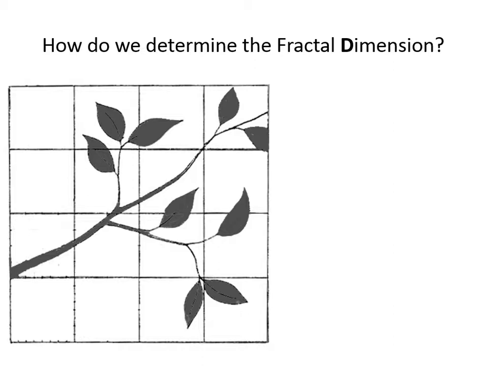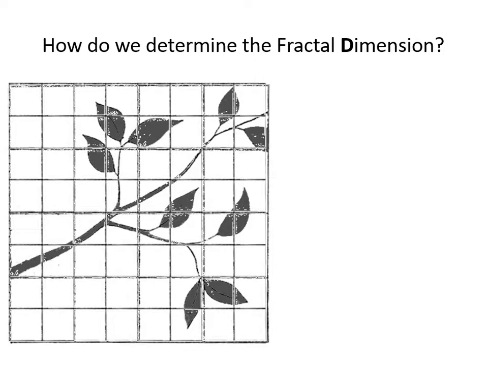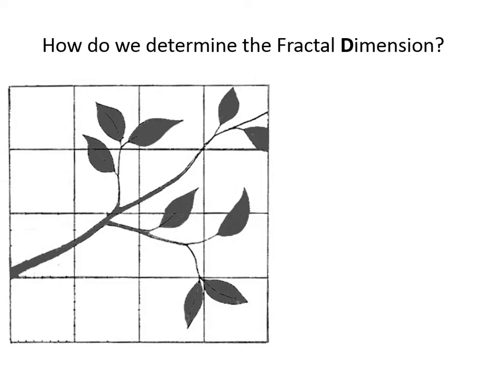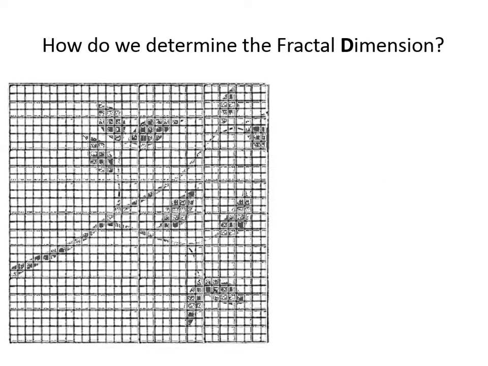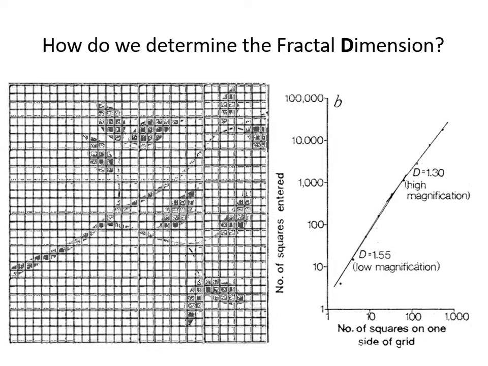And how do we determine this fractal dimension? What's the trick? How do we know what the fractal dimension is? So if this is our object, we divide it into squares, and we count the number of squares intersected by our object, and we divide it by smaller squares and smaller yet, and so on. And we get on 2 log scales the number of squares intercepted and the size, or the number of squares we have on the side.